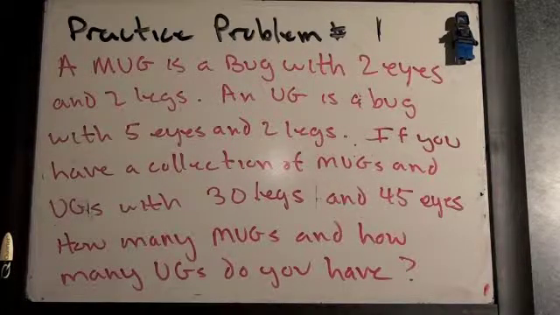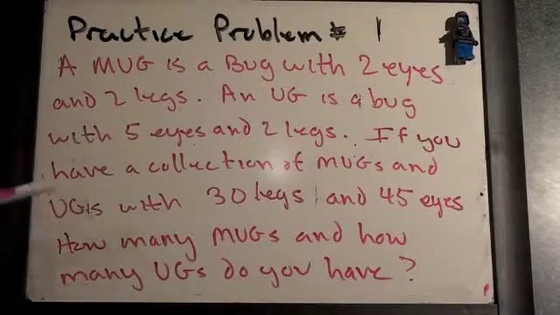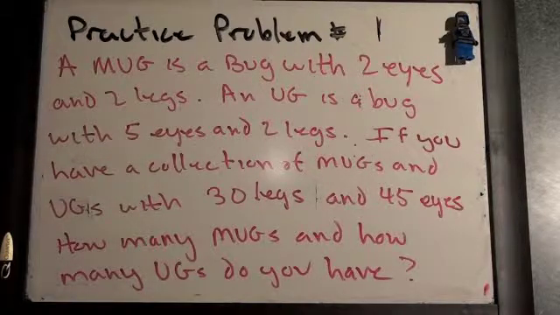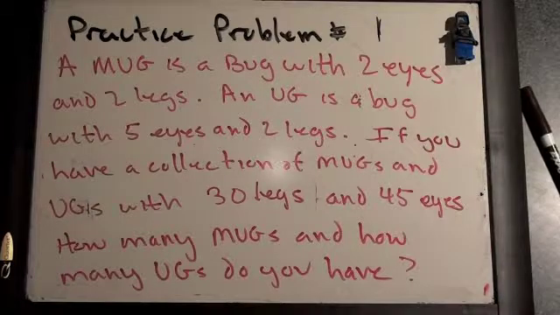All right. Whoa. What's a mug? A mug is a bug with 2 eyes and 2 legs. I've never heard of that. What's an ugg? A bug with 5 eyes and 2 legs. What are the arms? I don't know where their arms are. Maybe we'll have to draw a picture of one of these guys and you can guess what their arms look like. All right, a mug has 2 eyes and 2 legs. An ugg has 5 eyes and 2 legs. Now you have a bunch of uggs and mugs, and you know you have 30 legs and 45 eyes. So we're trying to figure out how many of each one there are.